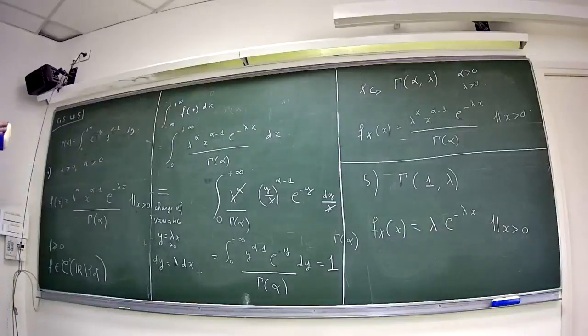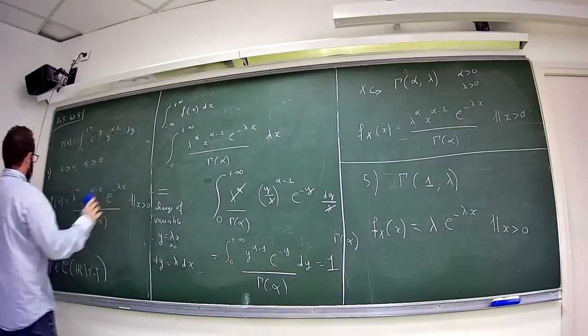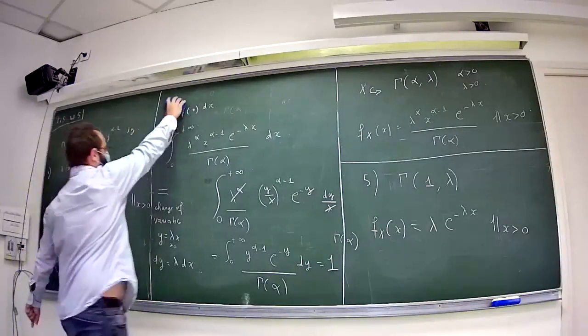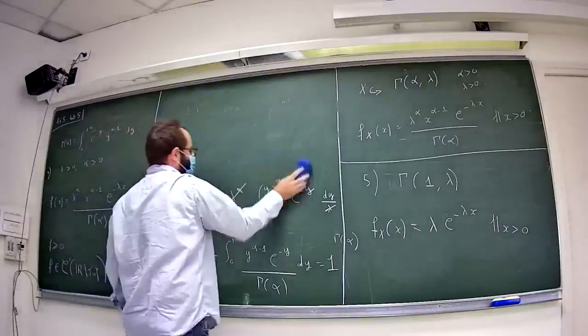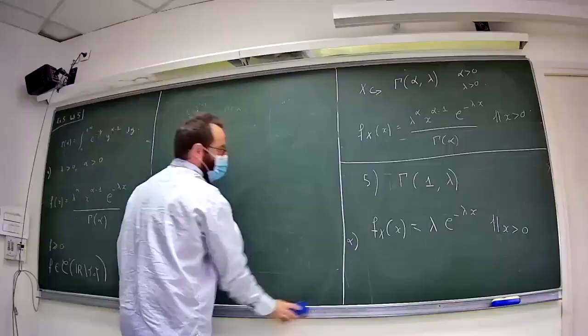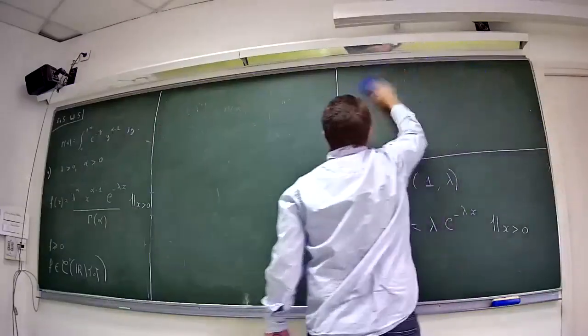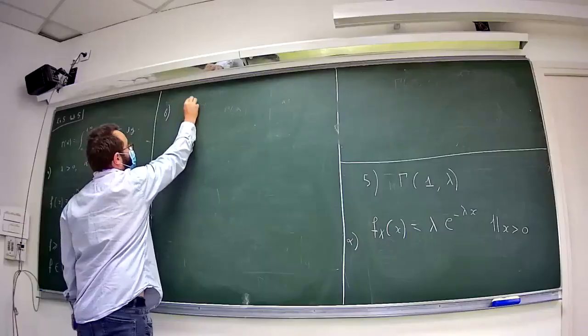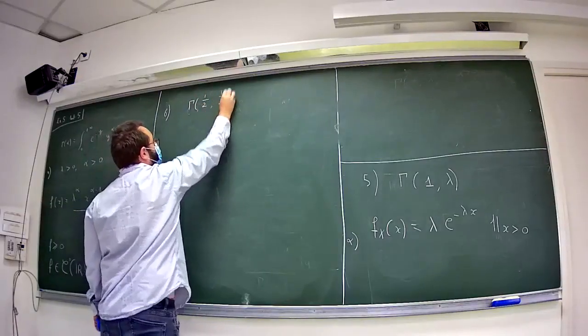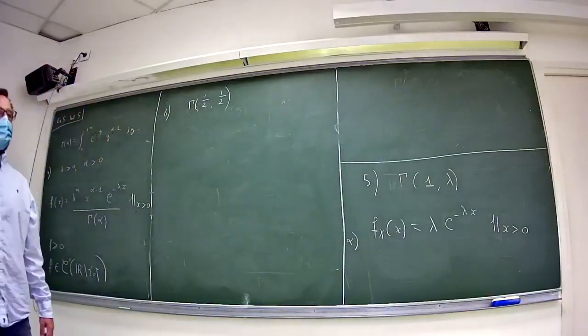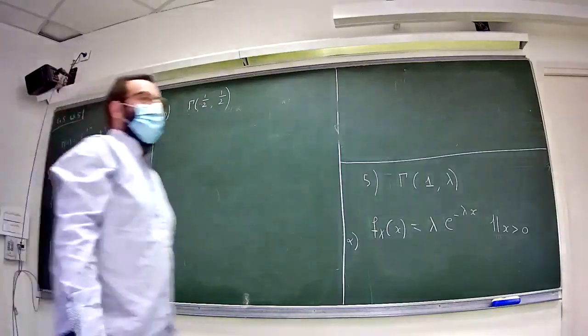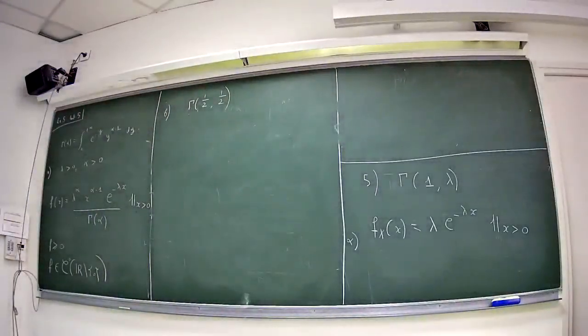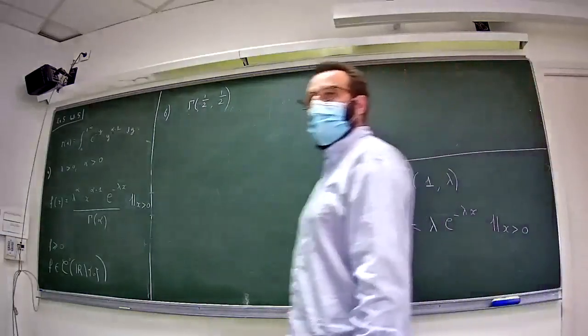I will erase this one here, and I keep the definition on the board. I have done the job for the gamma(1, lambda). And now, in question 6, we are interested in gamma(1/2, 1/2). I have to prove that the density of this gamma will be exactly what we have done together in class. That is, we will obtain the density of the square of N(0,1) that I defined in the course as the chi-square distribution of parameter 1.